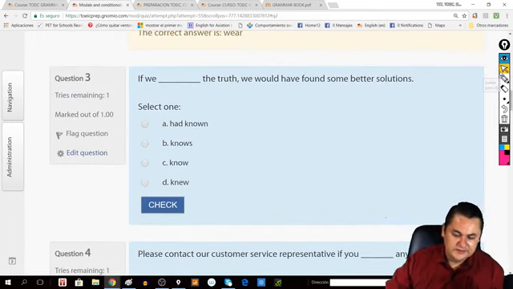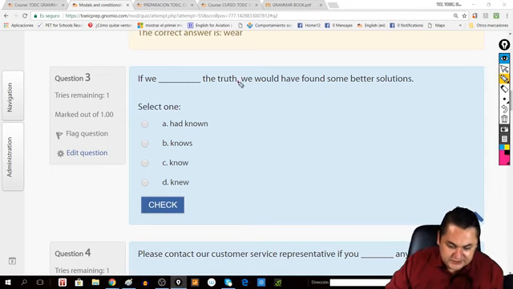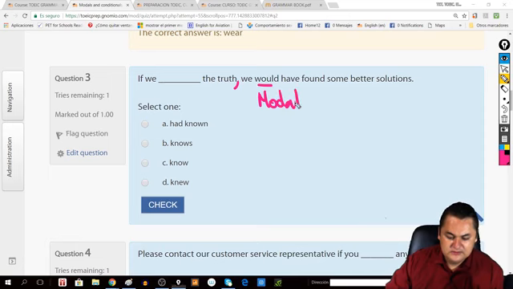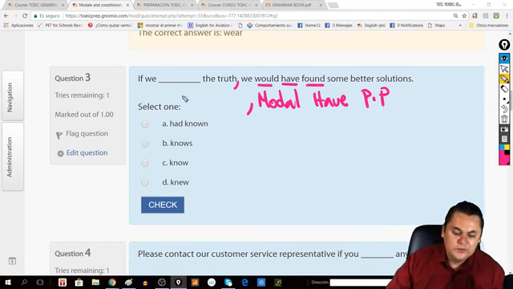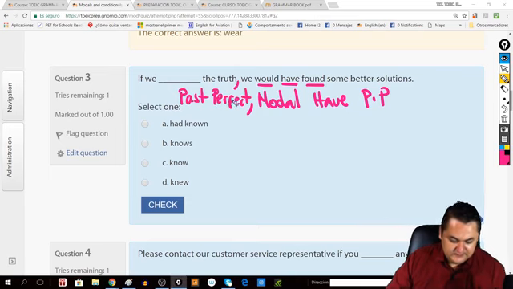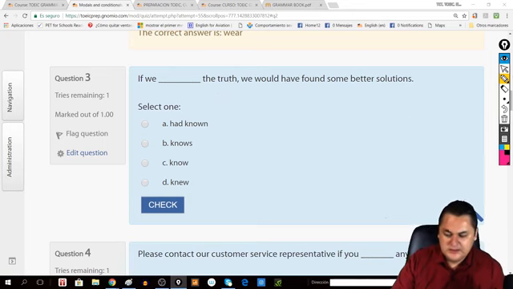Then we have here this one. In this sentence, there is a comma. Would is a modal. Have and a verb in past participle. According to the rule I just explained, here we need past perfect. And the past perfect form is option A. If we had known the truth, we would have found some better solutions.